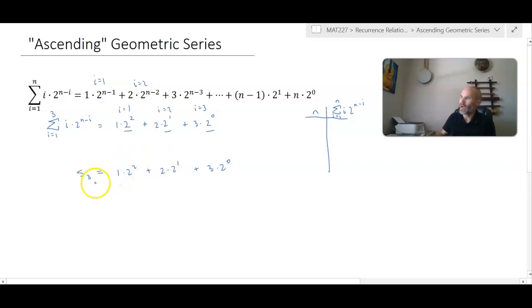Now, there's this one trick out there that if you take S3 and multiply it by something, in this case I'm going to multiply this by 1/2. In other words, that's the same thing as 2 to the negative 1. The reason I'm writing it as 2 to the negative 1 is because if I multiply everything on the right-hand side by that, I'll get 1, well here, let me write this out.